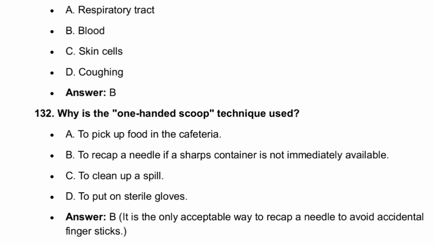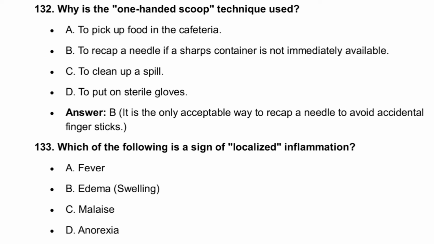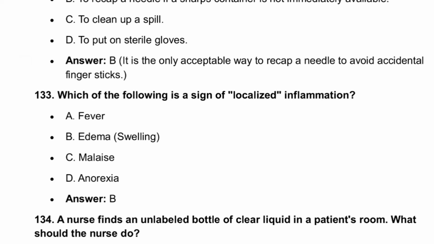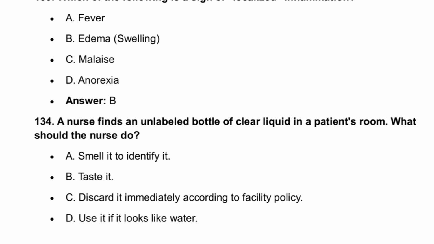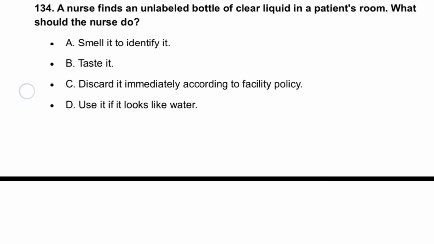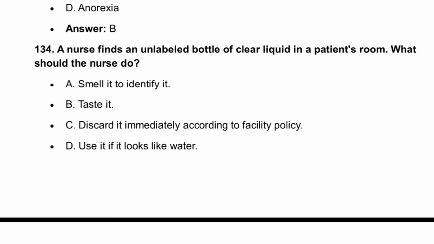Why is the one-handed scoop technique used? The answer is B, to recap a needle if the sharps container is not immediately available. Which of the following is the sign of inflammation? B, edema. A nurse finds an unlabeled bottle of clear liquid in a patient room. What should the nurse do? Answer C, discard it immediately according to facility policy.